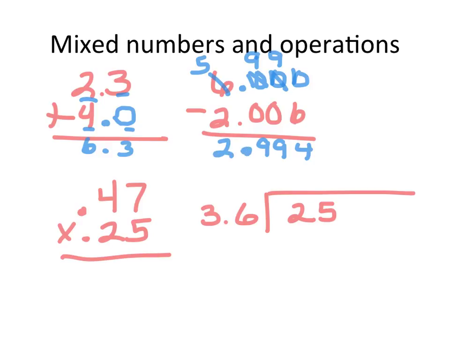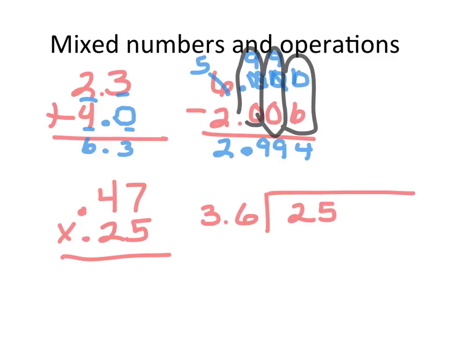My decimal goes here because it's separating the whole number from the parts. And I'm subtracting like things. I'm taking tenths away from tenths, hundredths from hundredths, thousandths from thousandths.